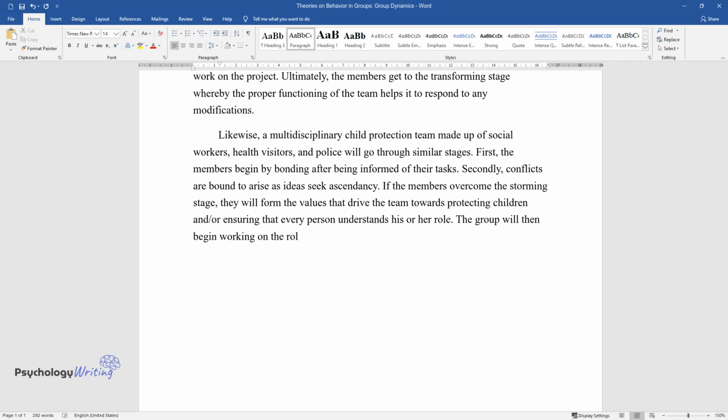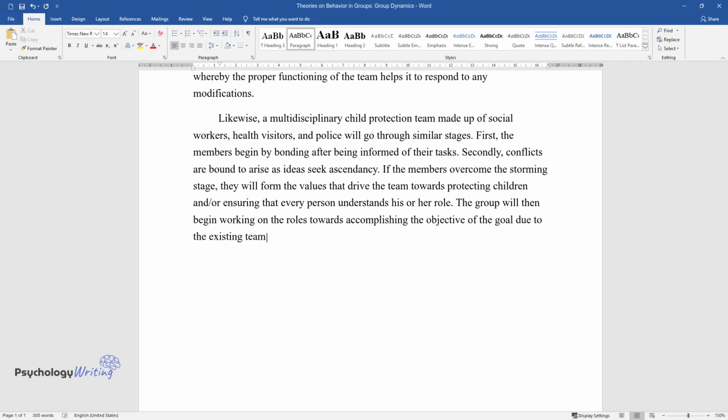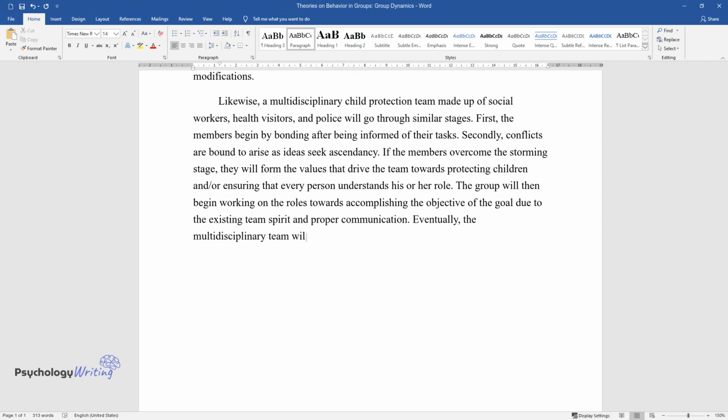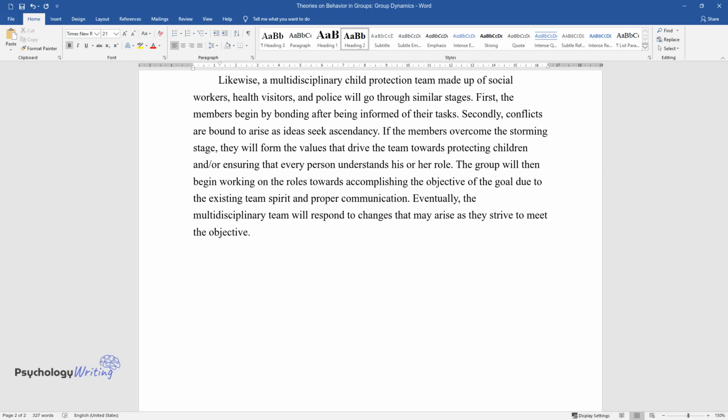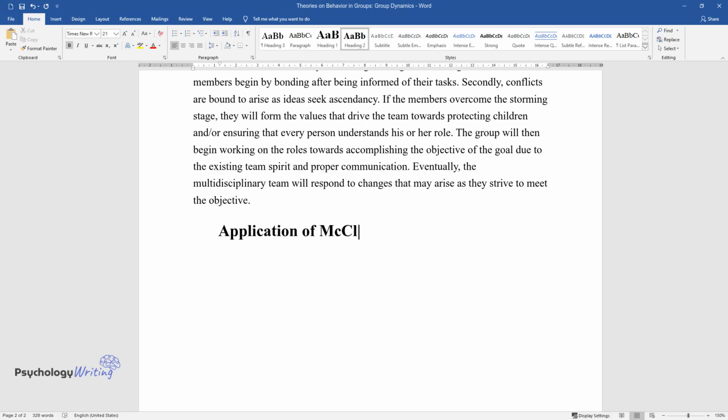The group will then begin working on the roles towards accomplishing the objective due to the existing team spirit and proper communication. Eventually, the multidisciplinary team will respond to changes that may arise as they strive to meet the objective. Application of McClelland's Theory.